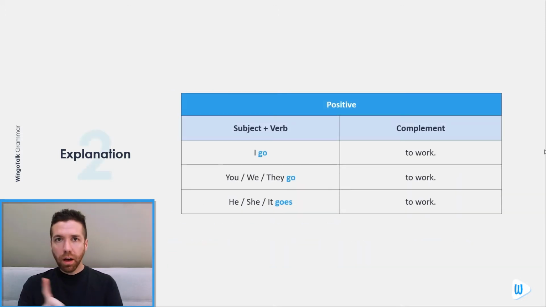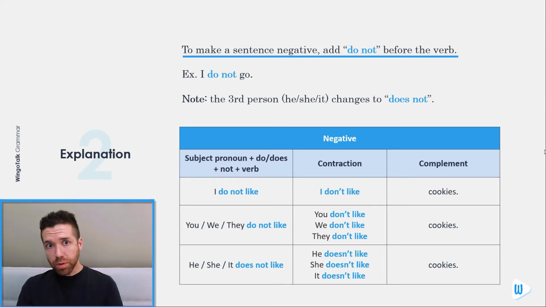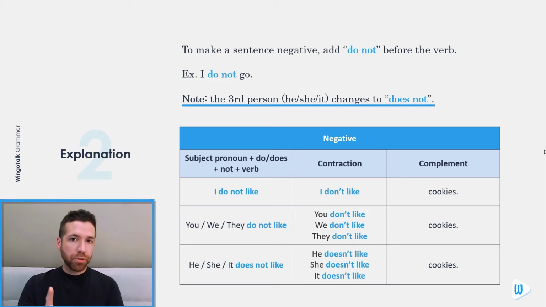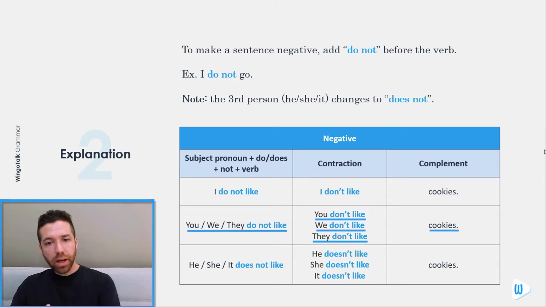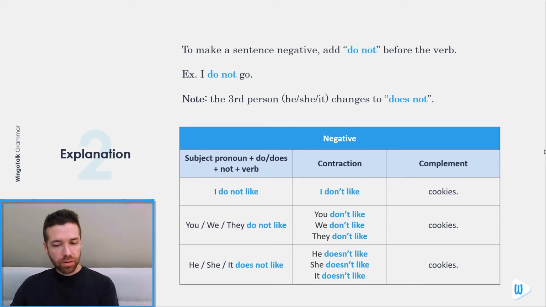Positive sentences. I go to work. We go to work. She goes to work. To make a sentence negative, add do not before the verb. Example, I do not go. Note, third person he, she, it changes to does not. I do not like cookies. We don't like cookies. It does not like cookies.